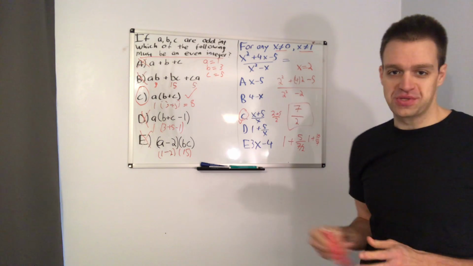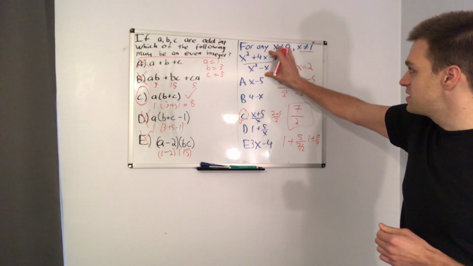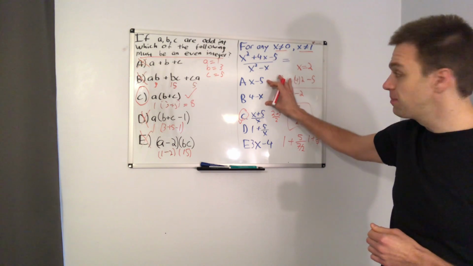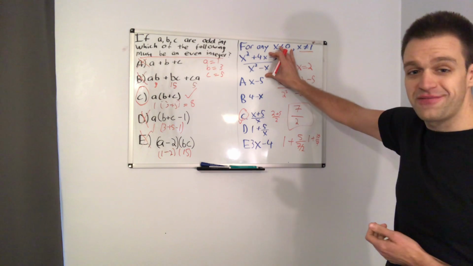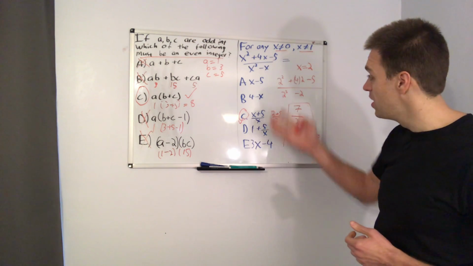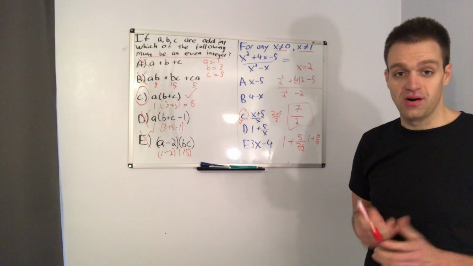So how would you do this problem without picking numbers? Well, whenever you see this kind of expression and the answer choices are simpler, you can think, well, I have to be able to factor it, because if I can't factor it, I'm not going to be able to cancel anything out. So I know that I have to be able to factor it so that I can cancel something in the numerator and denominator.